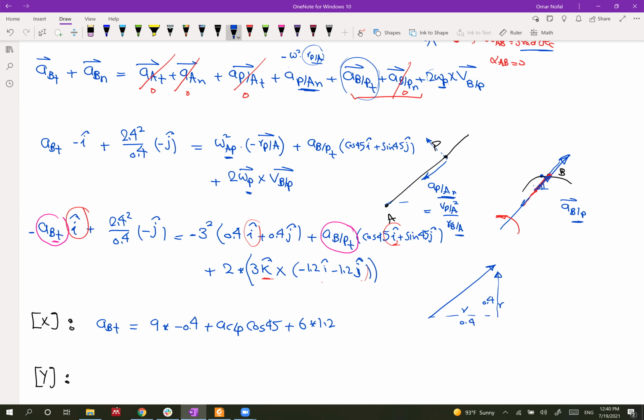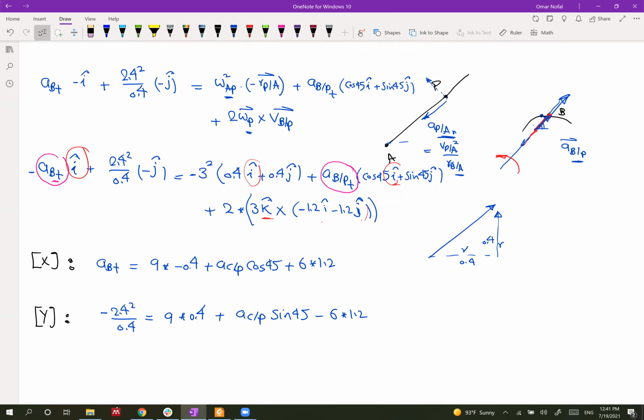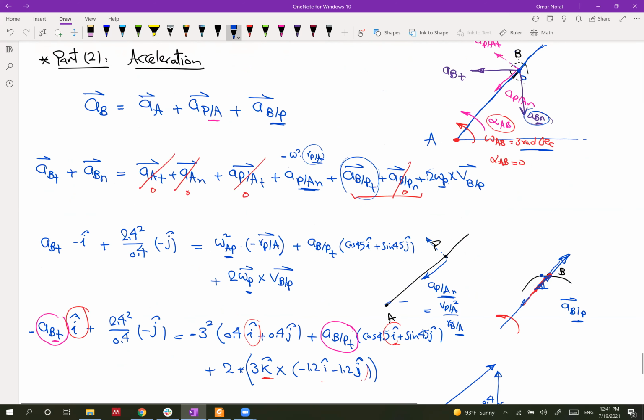Negative 3 squared, and in the y direction, you will have negative 2.4 squared over 0.4 equal to 9 multiplied by 0.4 plus AC with respect to P sine 45 minus 6 multiplied by 1.2. And from this, you have two equations and two unknowns. From this equation, you will get ACB. Actually, this should be B, because we are dealing with this point. We changed the name to B, not C.